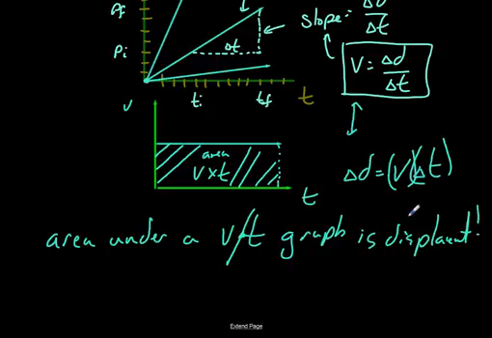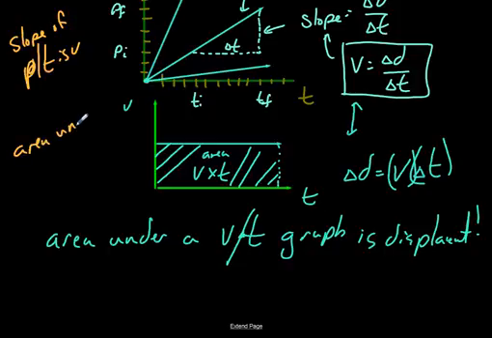Okay? So that's a pretty important thing to have at the ready at all times and know. So the first thing is, slope of a position time graph is velocity. And area under a vt graph is displacement.